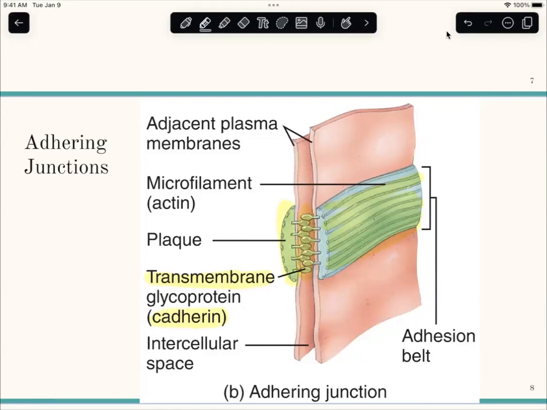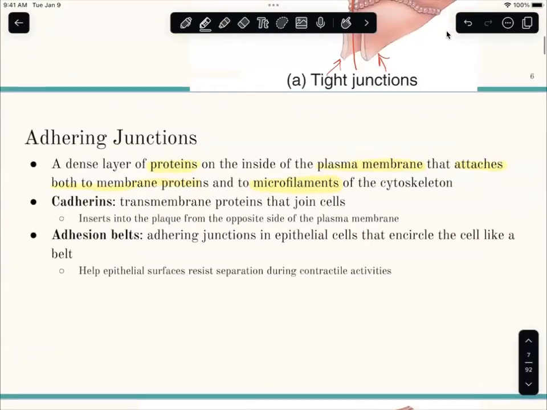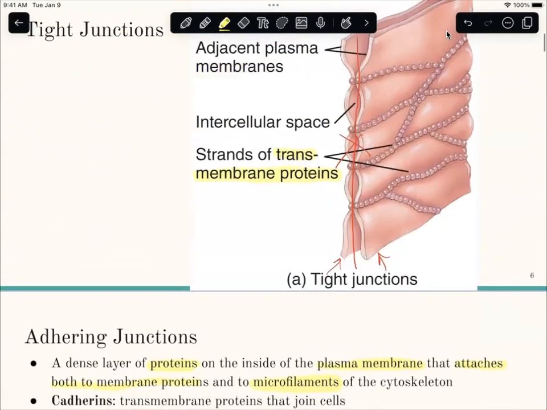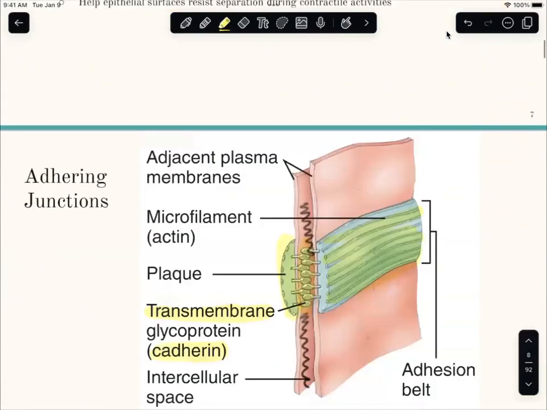As you can kind of notice, there's a little bit of space between both of these cells. This is going to allow for passage of some material between these two cells. Unlike these tight junctions where they're holding the cells together so tightly, adhering junctions will actually allow certain substances to pass through these spaces.